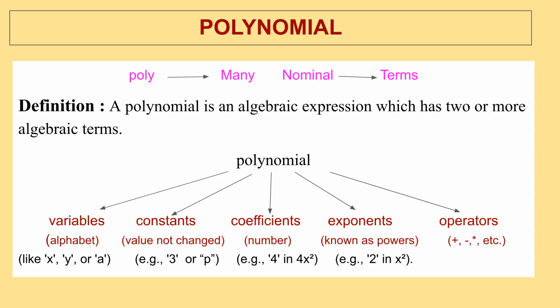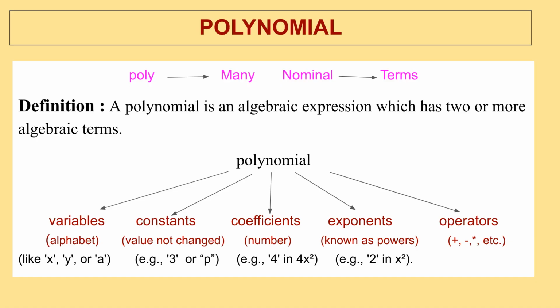Next, polynomials. What is a polynomial? Polynomial is a mix of two words, poly plus nominal. Poly means many, nominal means term. So a polynomial is a combination of many terms. It contains variables, constants, coefficients, exponents, and operators.